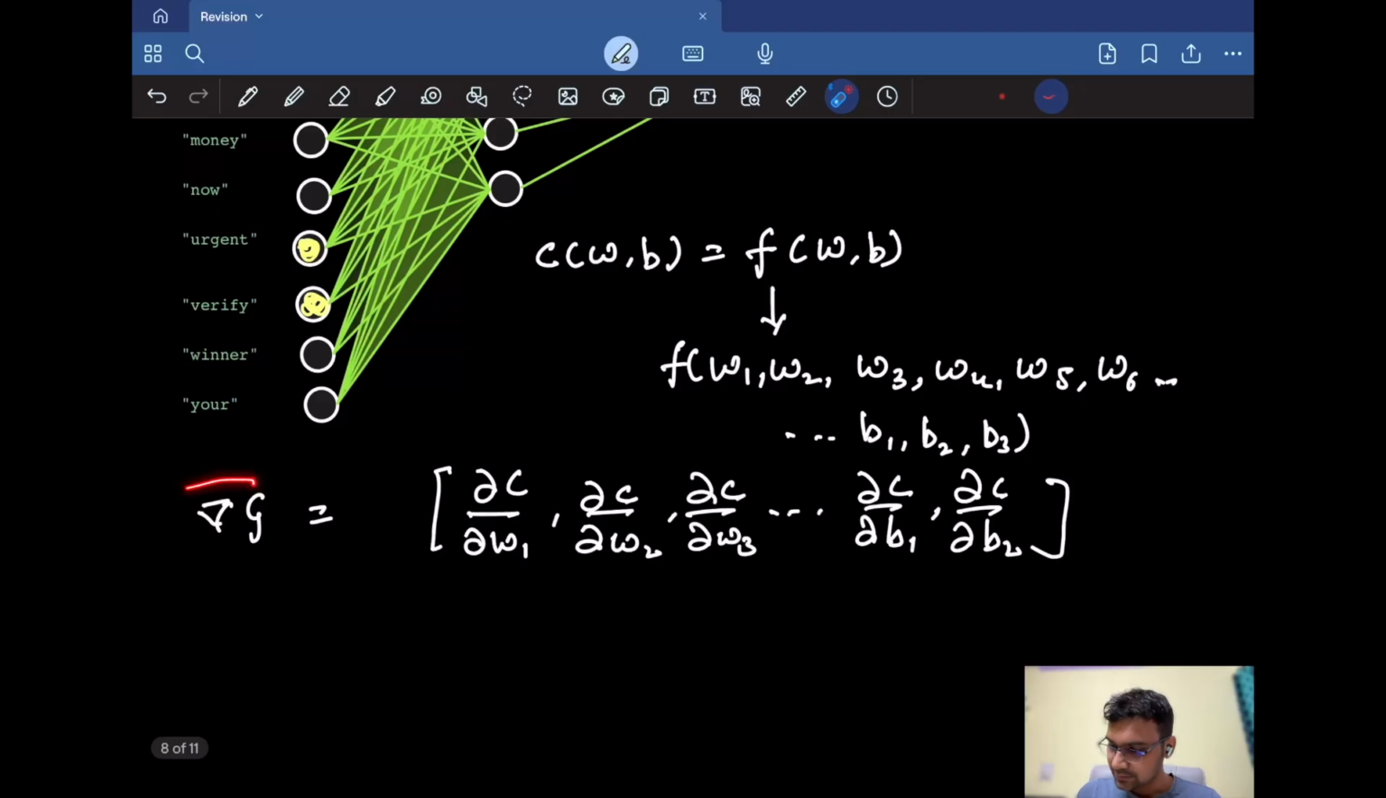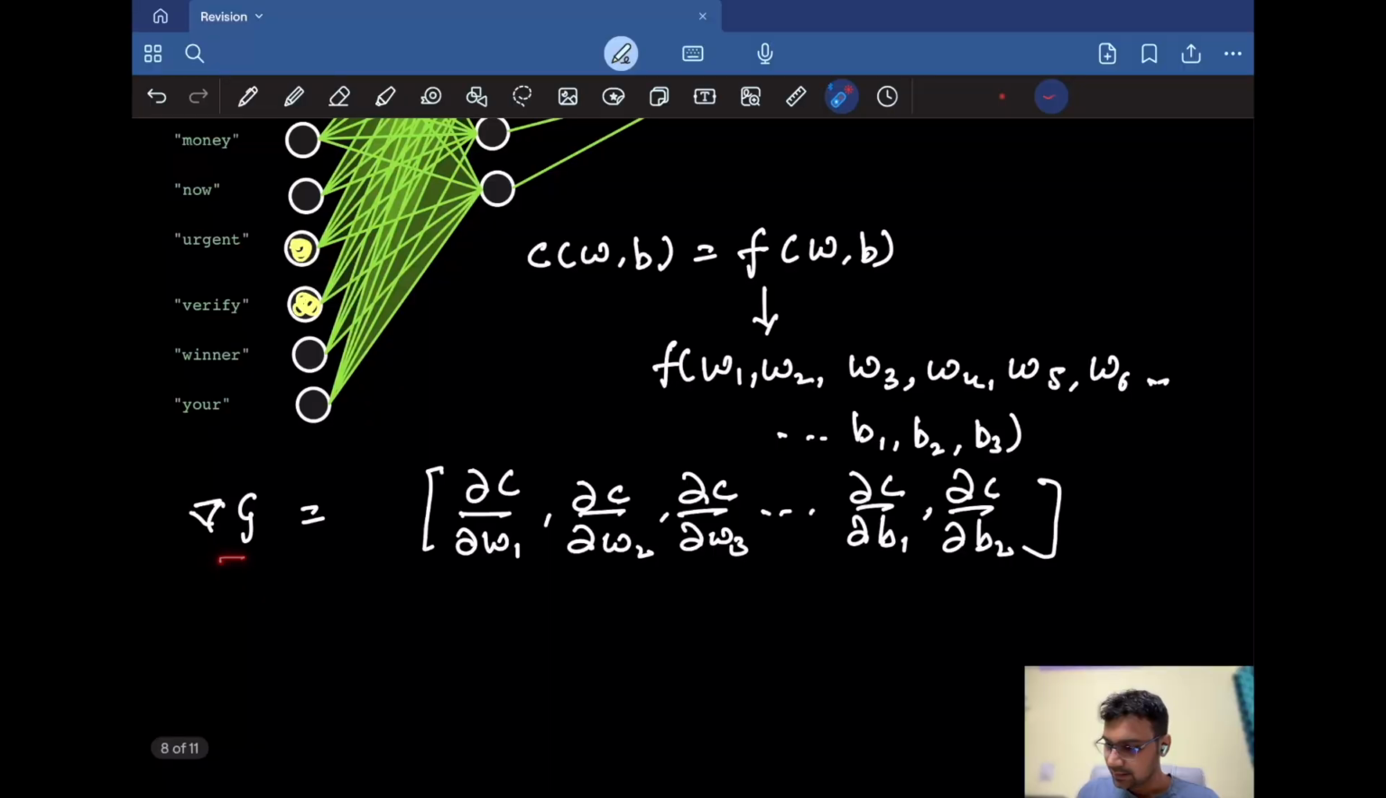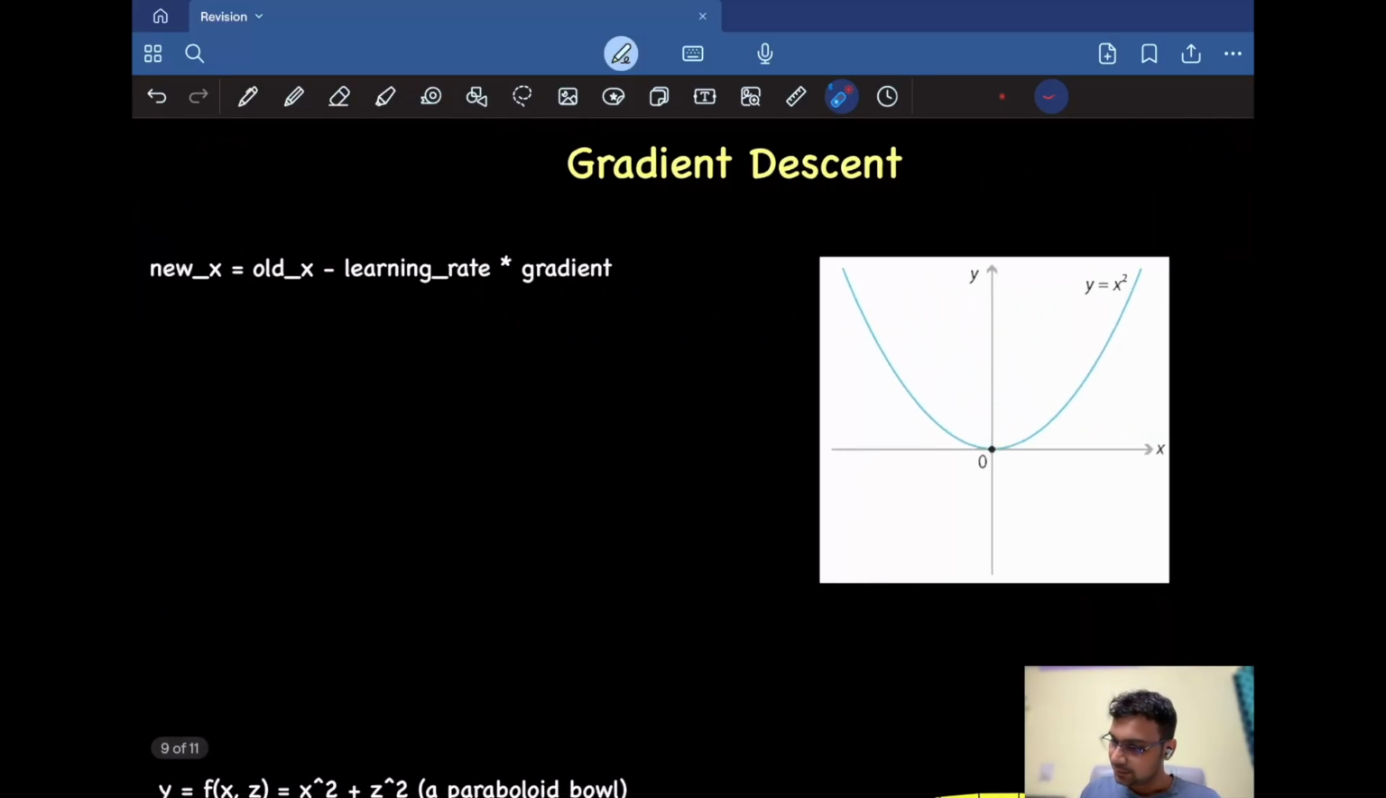So this is basically a gradient. It is the rate of change of cost with respect to every weight and bias. This is also called a slope. We are going to understand what this gradient is and how the rate of change is going to minimize this. So let's come to the gradient descent part.